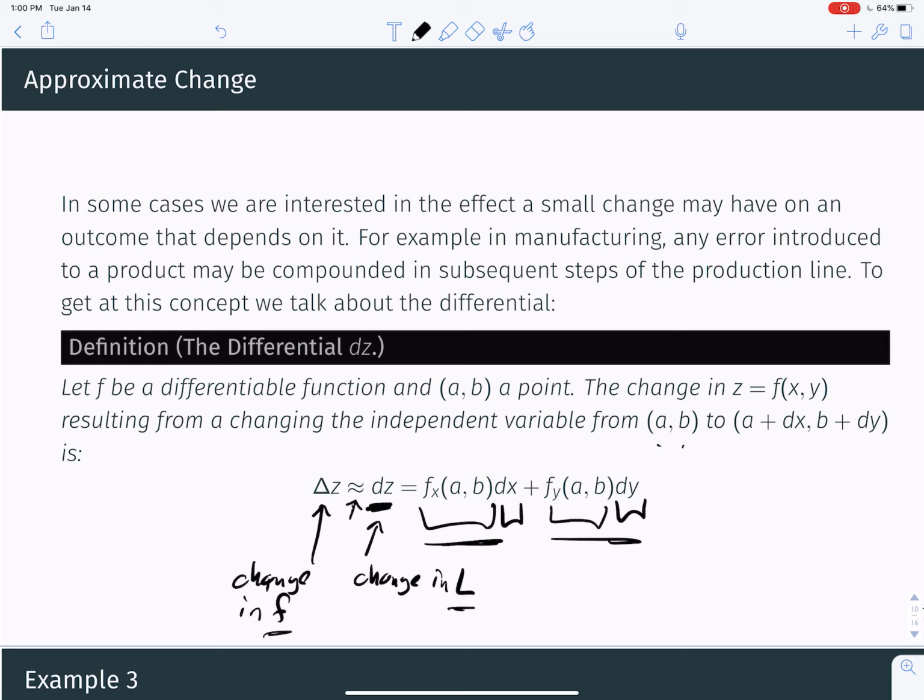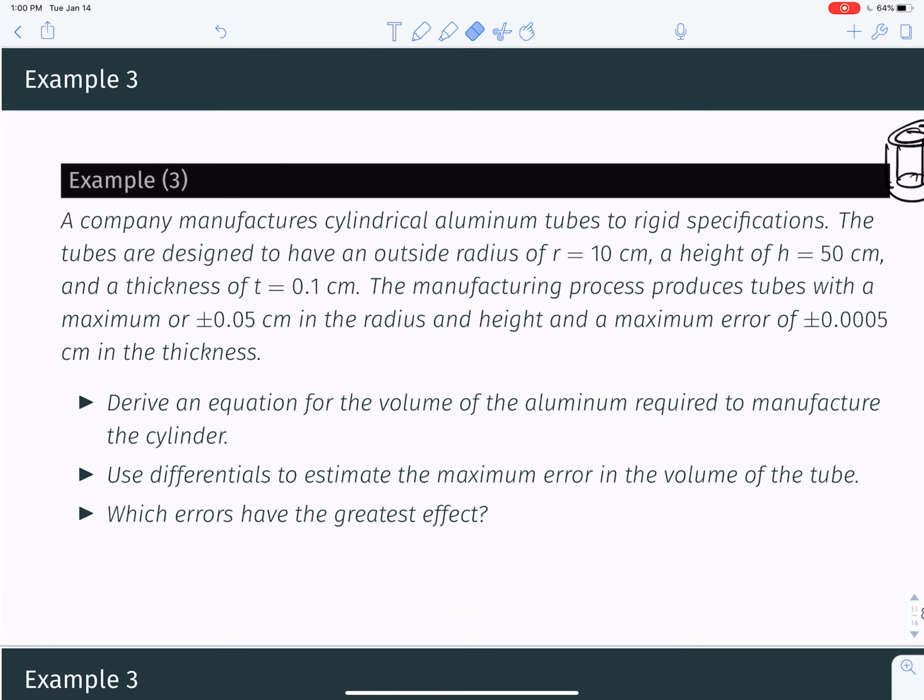Okay, and thinking about it in terms of differentials will be helpful both later on when we do integral problems, but also right now with some application problems. So let's try to tackle one of these application problems here.